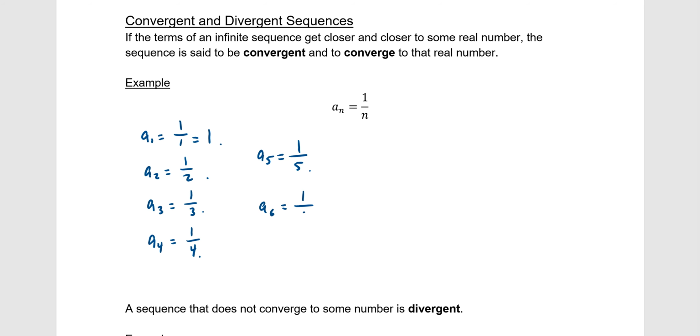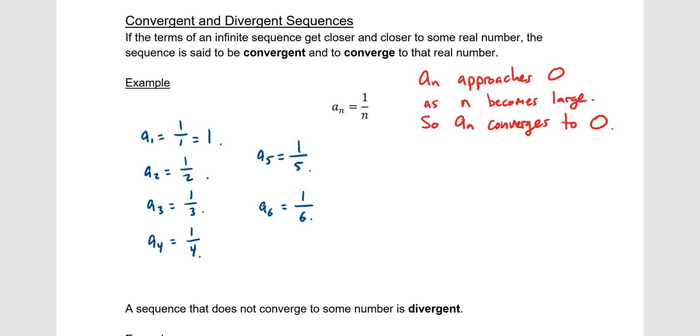So clearly, pretty obvious what's happening here. The denominator is just getting larger and larger. So this is actually going to converge, and this is actually going to converge to 0. So as the denominator of a function is getting larger and larger, the number as a whole is getting smaller and smaller, and it's converging to 0.